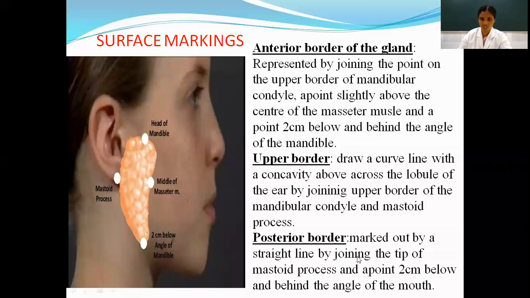Now coming to the posterior border of the parotid gland. What is the surface marking? See, the first point is the mastoid process and the second point is 2 centimeters below and behind the angle of the mandible. So if you draw a line between these two, that represents the posterior border of the parotid gland. So these are the different surface markings of the parotid gland.